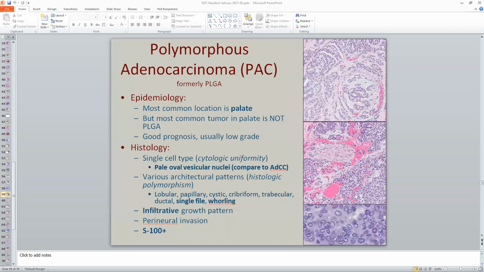One of the histologic mimics of adenoid cystic for us pathologists is polymorphous adenocarcinoma. This is formerly PLGA, or polymorphous low-grade adenocarcinoma, but the low grade was removed from the name because, again, these could also be high grade. So we now call them polymorphous adenocarcinomas, and we make a comment as to whether they are low or high grade. Unlike adenoid cystic, they have a single cell type. However, architecturally, they can mimic adenoid cystic with tubules and cribriform growth, even perineural invasion.